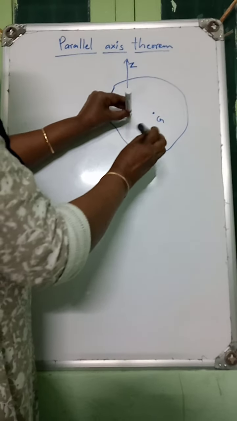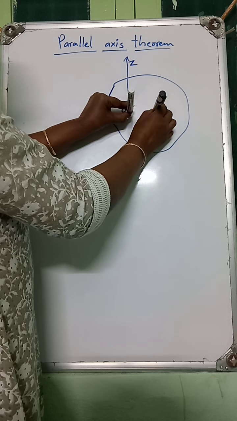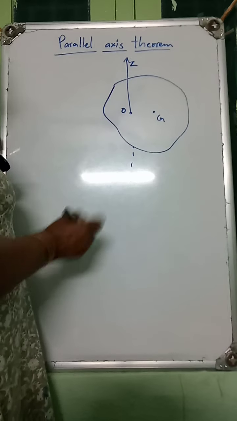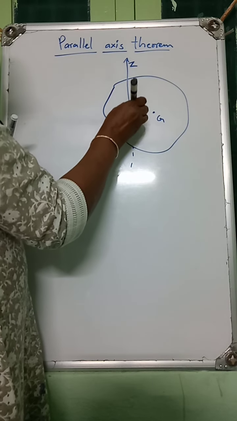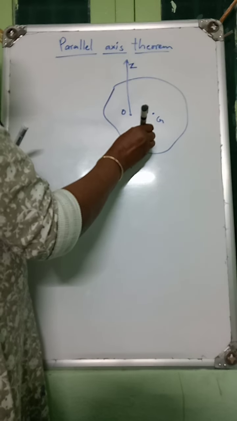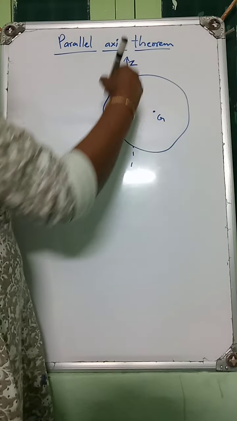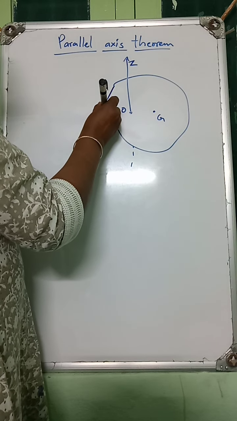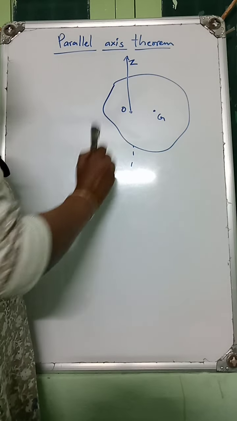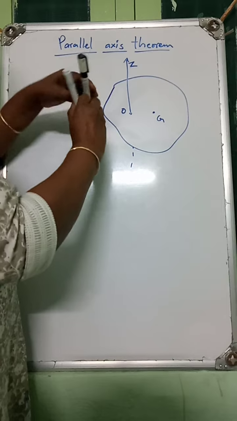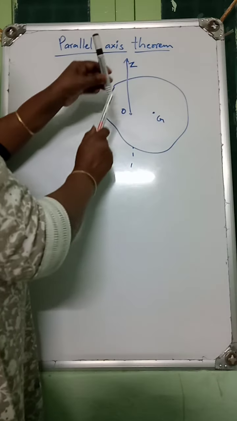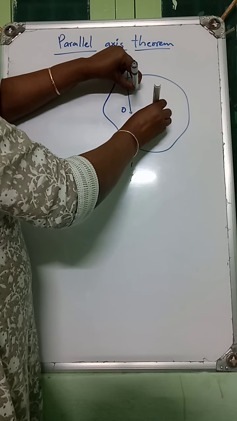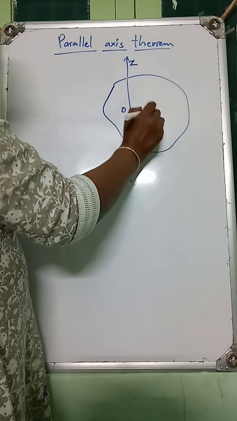You consider another axis parallel to the first one, that is, parallel to the z axis, and it should pass through the center of gravity of the lamina. Whatever may be the position of the first axis, you can take this z axis here, here, here, anywhere. You can take the initial axis of rotation anywhere else, or at the edge also. But the second parallel axis must be parallel to the first one and it should pass through the center of gravity of the lamina.